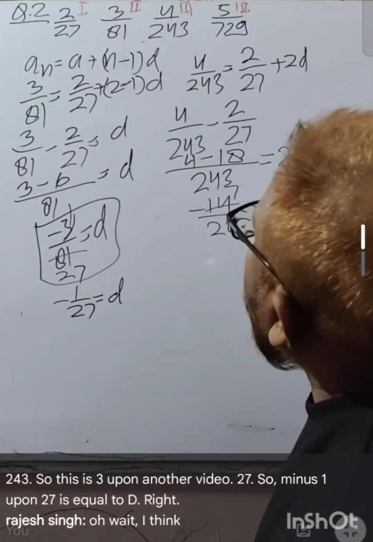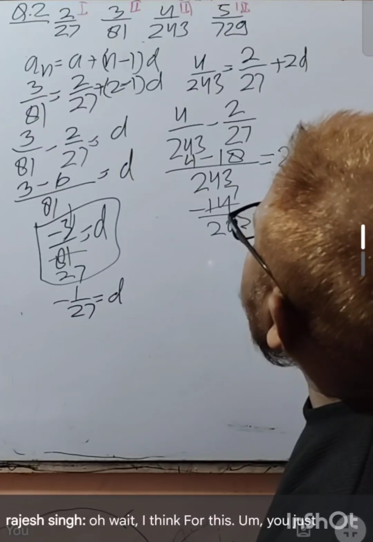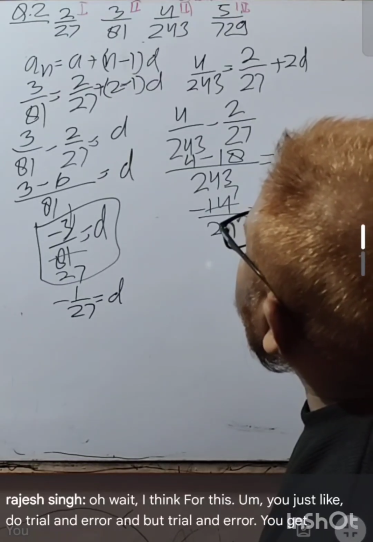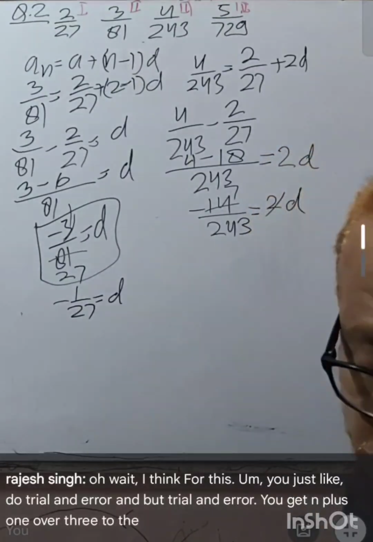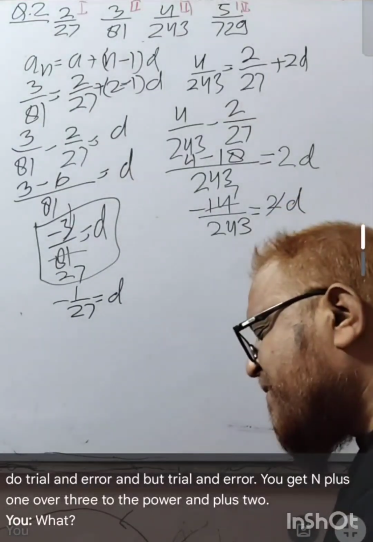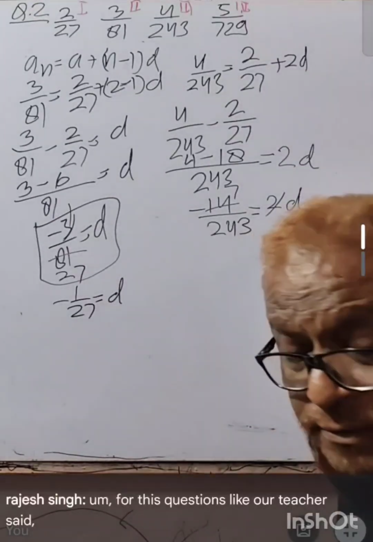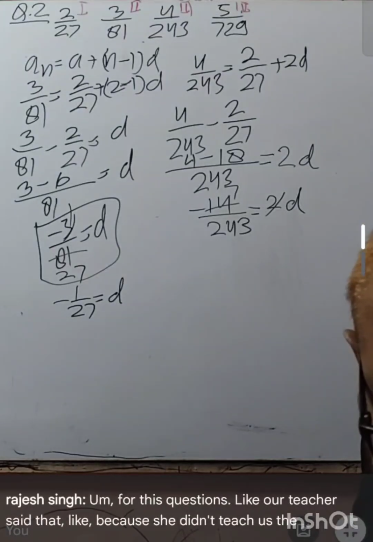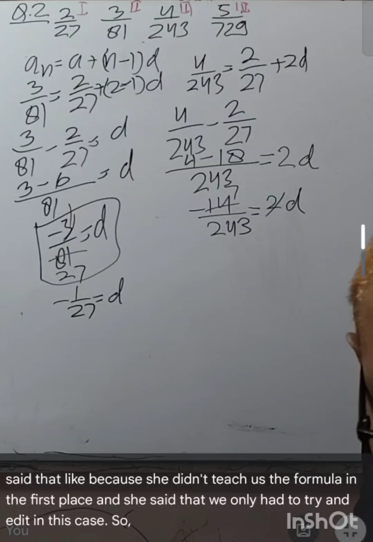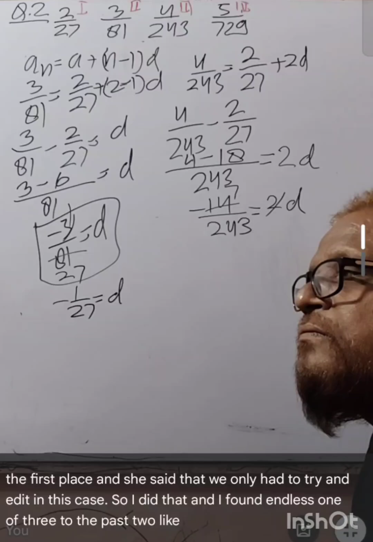Oh wait, I think for this you just do trial and error, and by trial and error you get (n plus 1) over 3 to the power of (n plus 2). For this question, our teacher said that because she didn't teach us the formula in the first place, we only had to do trial and error in this case. So I did that, and I found (n plus 1) over 3 to the power of (n plus 2) as the nth term.